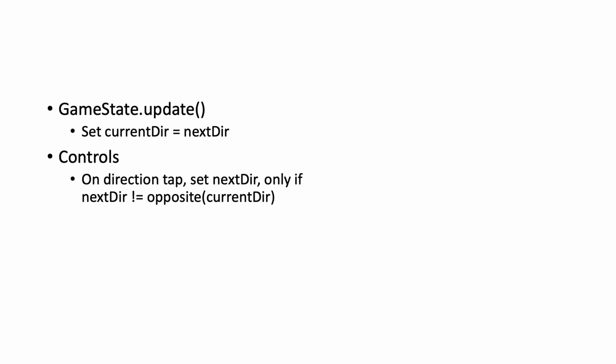Let's implement changing directions by the user input. We already have the current direction and next direction variables. When the user taps on one of the direction buttons in controls, we want to set next direction to the corresponding direction. We also need to set current direction to next direction during the update call. Lastly, we have to do a check to see if the next direction is the opposite direction of the current direction, because in this case, we simply have to ignore the user input.